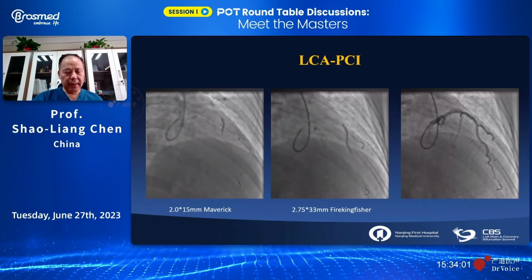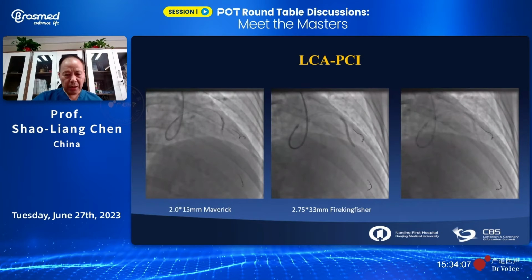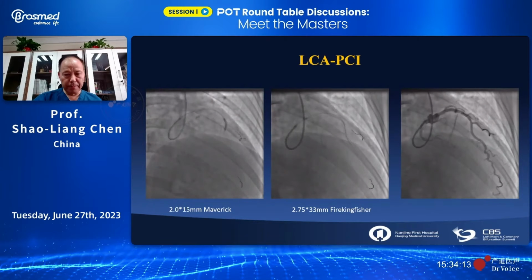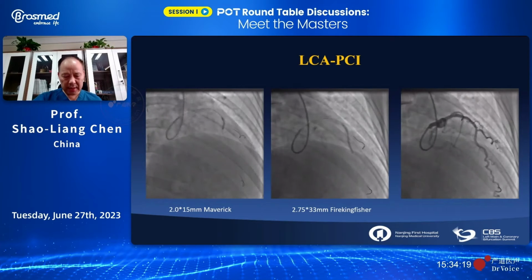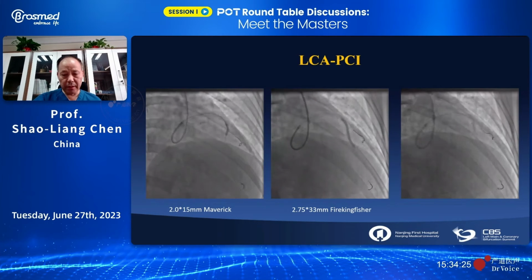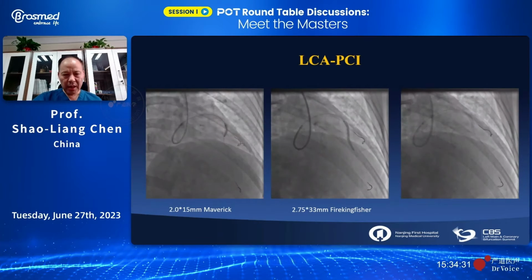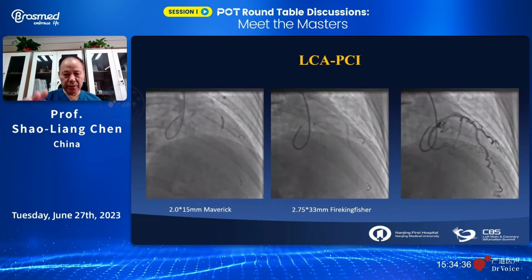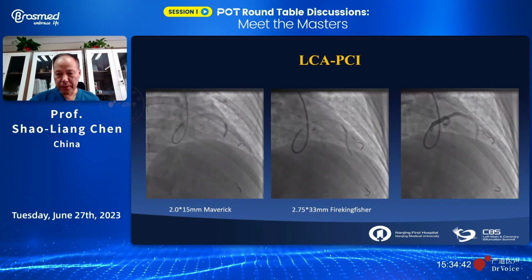So my colleague performed conventional PCI using a wire in the diagonal, and after pre-dilation using a 2.0 by 50 millimeter Mauric balloon, I think Mauric is a very old generation balloon. After that, a 2.75 by 33 Firekingfisher stent, a new generation drug-eluting stent by Microport, was deployed to fully cover the whole lesion length in the middle portion of the LAD.